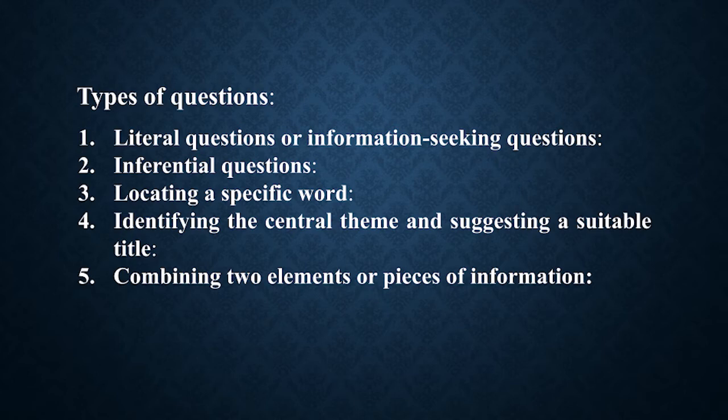There are certain questions or parts of the questions where you have to combine two elements or two sentences or two pieces of information. This is the last type, combining two elements or pieces of information. Such a question seeks two pieces of information. For example, the given passage may list out the various uses of global positioning system, and the question could be mention any two uses of GPS.